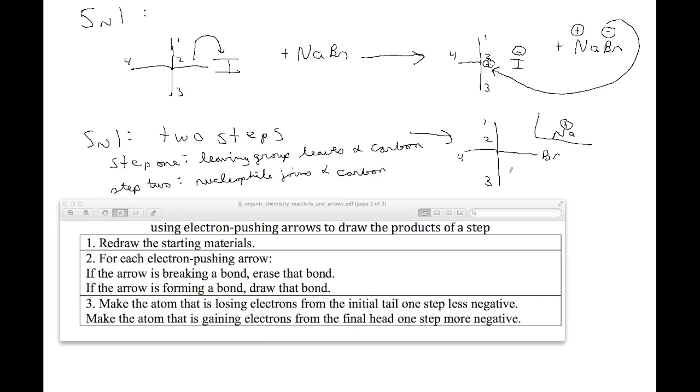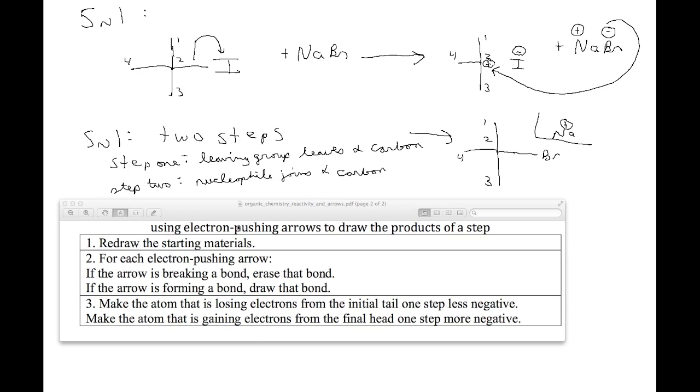Okay, good. So here's our product. And did you think about the stereochemistry? Do we need wedges or dashes here? You don't, because it's not a stereocenter. That's right. That's something we always have to check. So here's our final product. We've drawn the final product. So that's our first example of doing an SN1 reaction.